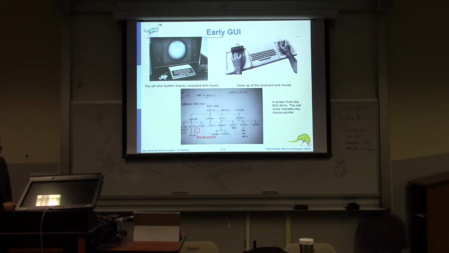Can you see this one? This is a mouse pointer. So you can see that this is the early graphical user interface, 1970-something. Okay, very similar to what we are using currently. So that is the mouse and the monitor. Using the mouse pointer, we can do something.